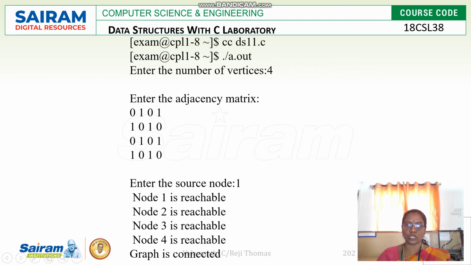We'll see the sample output now. This is the adjacency matrix of the given graph. Based on the adjacency matrix, 4 nodes have been created in this graph, and likewise they are connected. I hope you understand this logic of the graph.